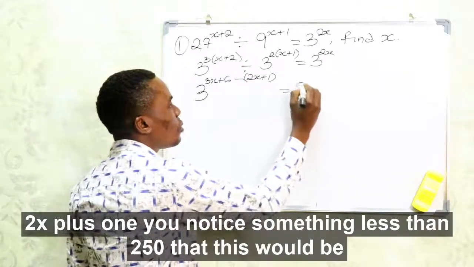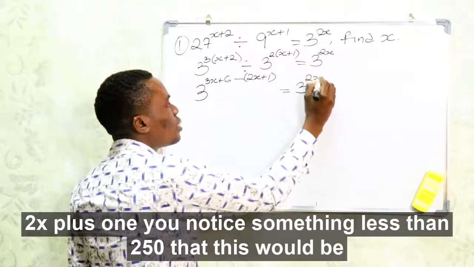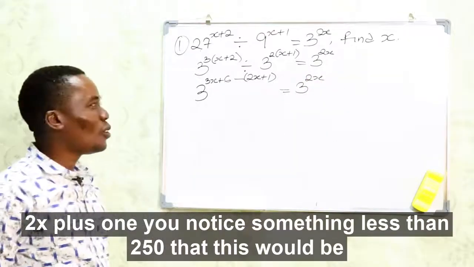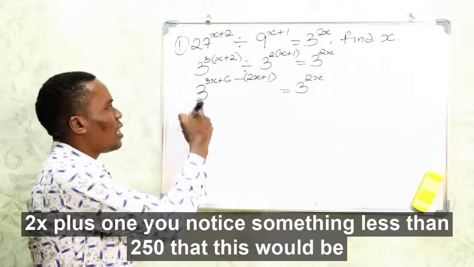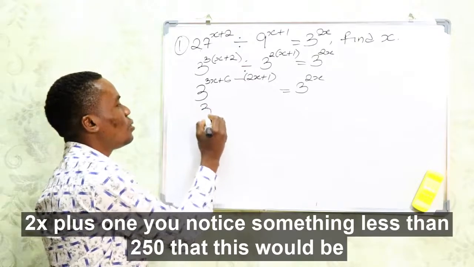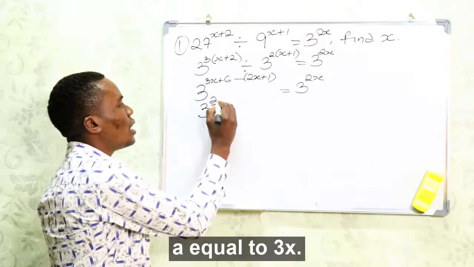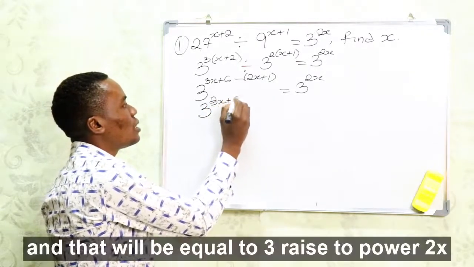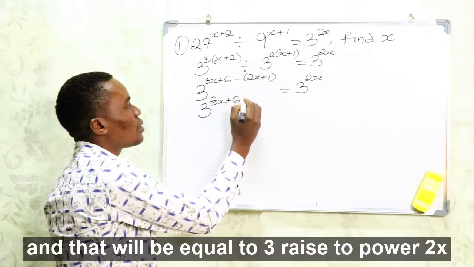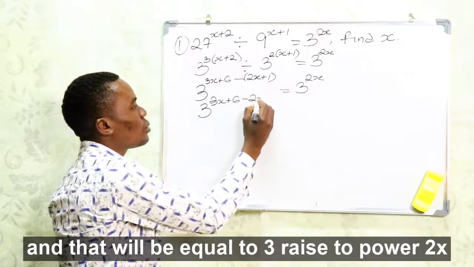And these two will be equal to 3 raised to power what? 2x. Now, do you notice something? Let's simplify further. This will be equal to 3x plus 6 minus times 2x. That will give you minus 2x.